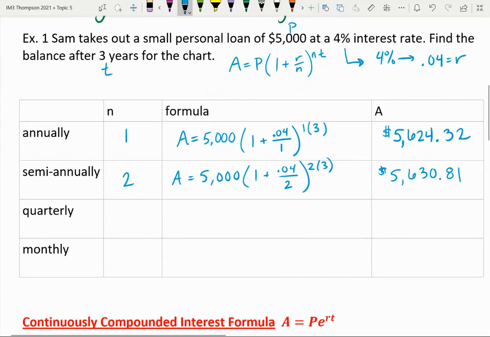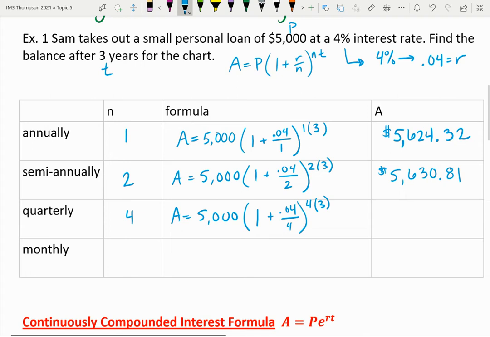If you didn't get the same answers that I got, that's okay, but let's figure out why. So, let's see. Quarterly, I plug in 4. This 1 is always a 1. It's part of my formula. So I have 5,000 times parentheses 1 plus my rate, which is still 4%, divided by n, which is 4, to the power of 4 times 3.